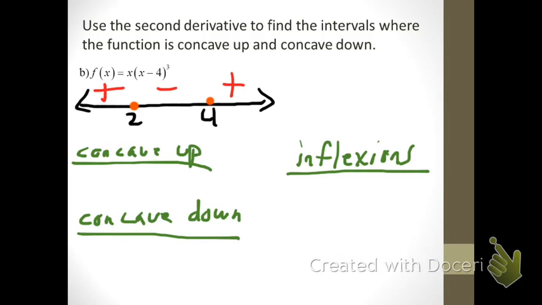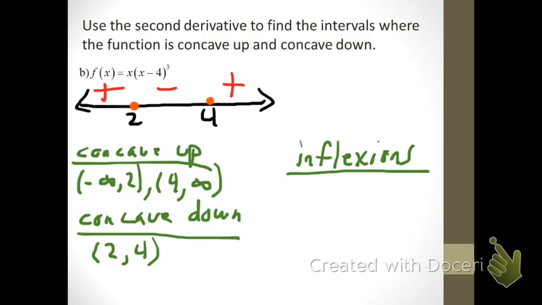And so based on that, we can see that this graph is going to be concave up on the interval from negative infinity to 2, as well as the interval from 4 to infinity. The graph is concave down on the interval from 2 to 4. And because when x equals 2 and x equals 4, the concavity changed, that means that we had inflections at the points where x is equal to 2 and where x is equal to 4.